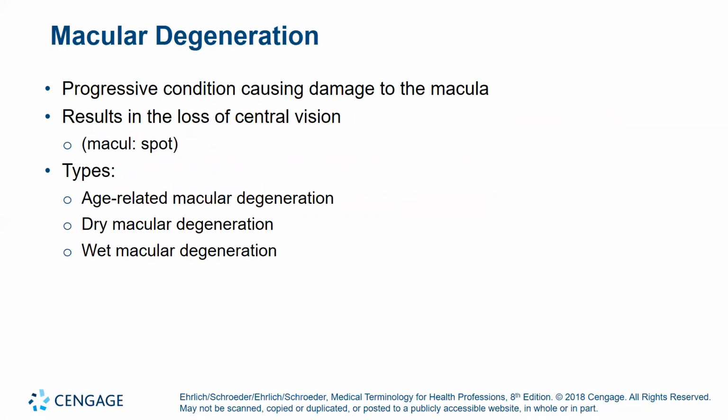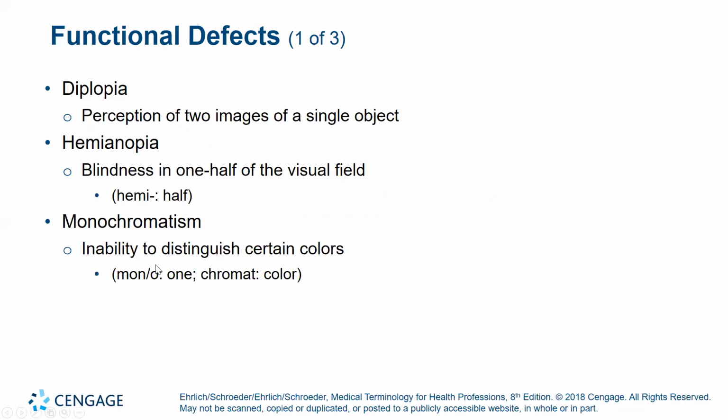Macular degeneration. What this is, a progressive condition causing damage to the macula. So again, it results in loss of central vision, macular spot. There's different types. We have age-related, dry macular, and wet macular. Let's take a look at some of these terms. These are functional defects. We have diplopia. What this means is perception of 2 images of a single object.